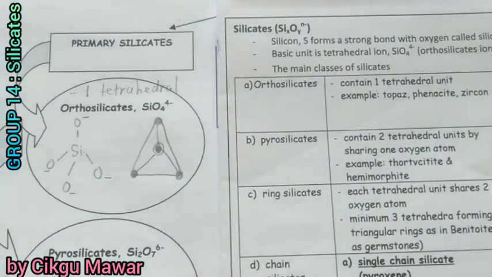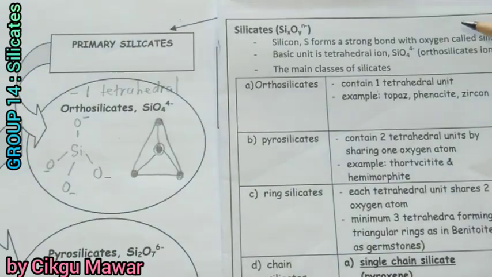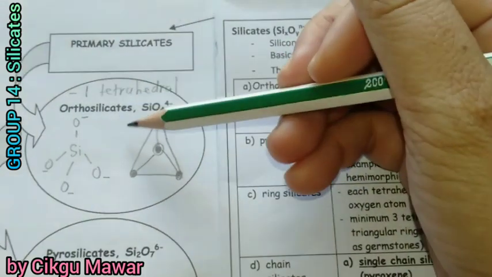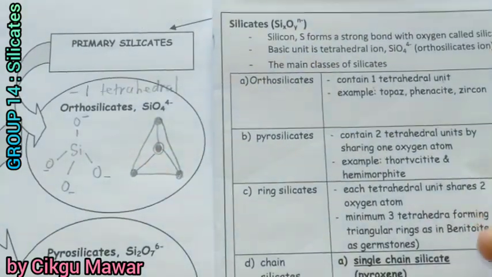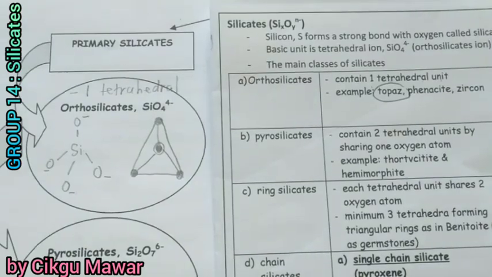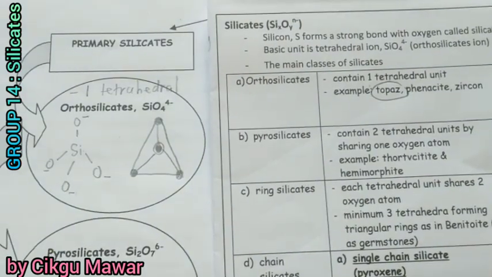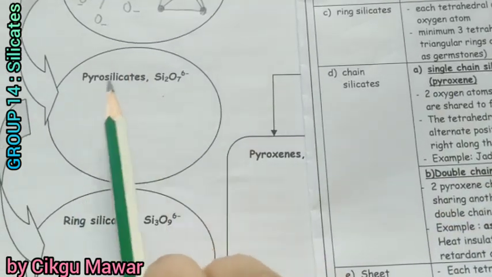Which is one tetrahedral unit only, and what you must know is the example of each silicate. For orthosilicate, the common example is topaz. Okay, topaz.